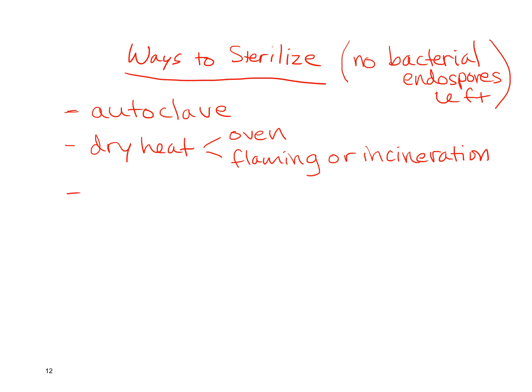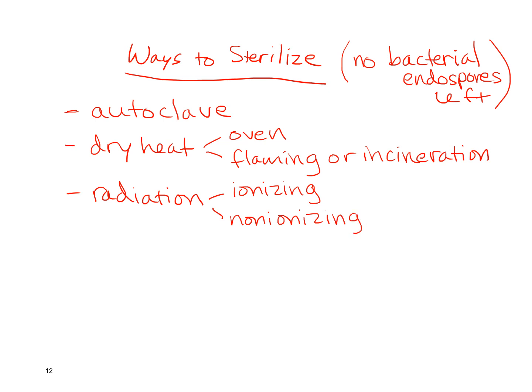And then we can also use radiation to sterilize things. And remember there are two forms of radiation. We have the ionizing radiation. So remember that would be like the gamma rays, X-rays, electron beams. And then we have the non-ionizing radiation. And remember that would be the UV light. And we can also use filtration.